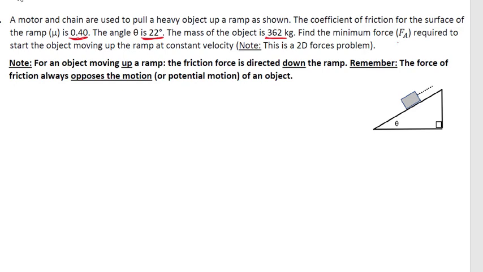The friction force will be our applied force. Notice the object is at rest on the inclined plane, and the motor is pulling the object up the ramp. We know some of the forces are equal and opposite because there's no acceleration. The object is at rest. We want to find the minimum applied force required to start the object moving.